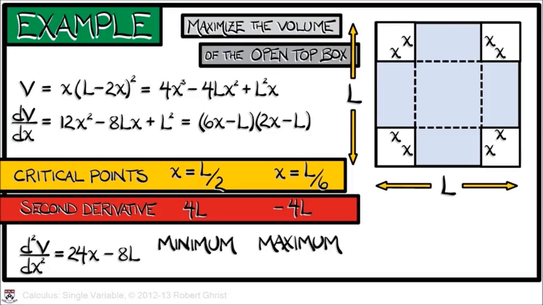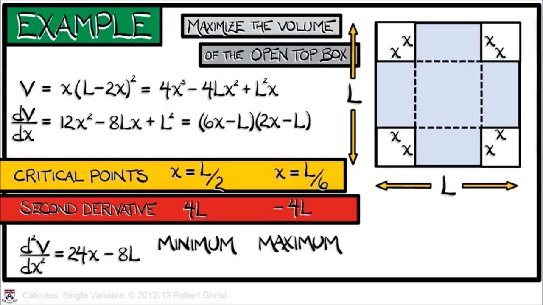Of course, this fits with your intuition. If x is equal to L over 2, then what is happening when you fold up that box? Oh, well, you're getting something with volume 0. That's clearly a minimum. We therefore conclude that the volume is maximized at x equals L over 6.